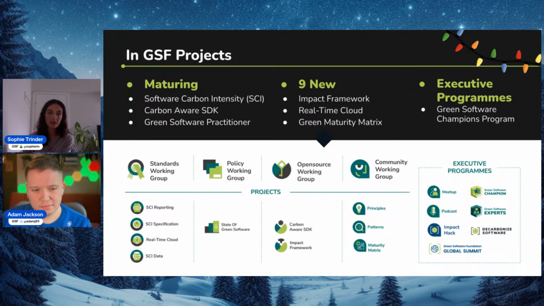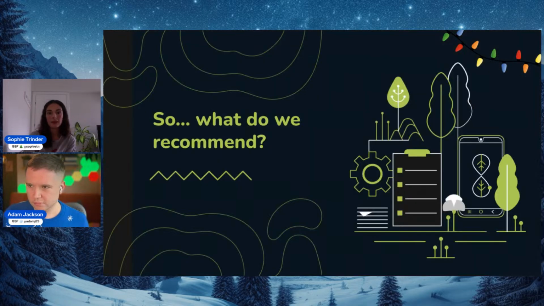And we've got the Real-Time Cloud. It's one of our latest projects from the standards working group that will create a standard for cloud providers to surface real-time carbon data to customers, because we know without the data, we can't measure and reduce. We've also got executive programs such as our Green Software Champions program, and this is a program that aims to recognize individuals who are making a meaningful impact in green software. I'm going to hand back to Adam now for a bit more on what we recommend.